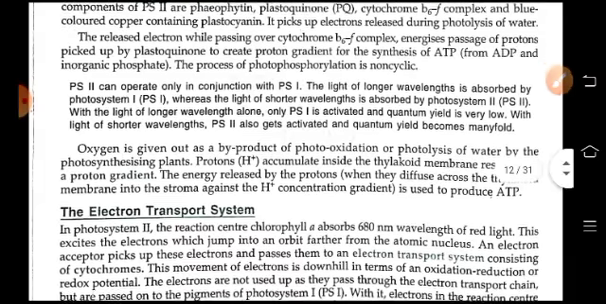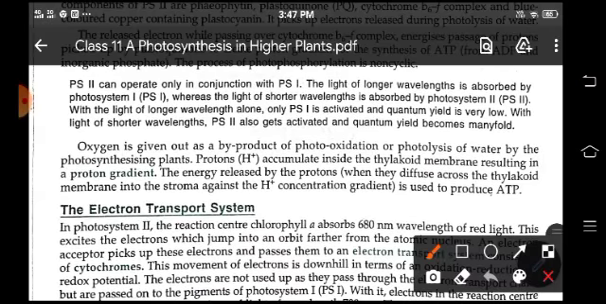Now, oxygen is given out as a byproduct in photooxidation or photolysis of water by the photosynthetic plants. Protons accumulate inside the thylakoid membranes and they form a proton gradient. Now, the energy which is released by the protons as they diffuse across the thylakoid membrane into the stroma against the H plus ions is used to produce ATP.